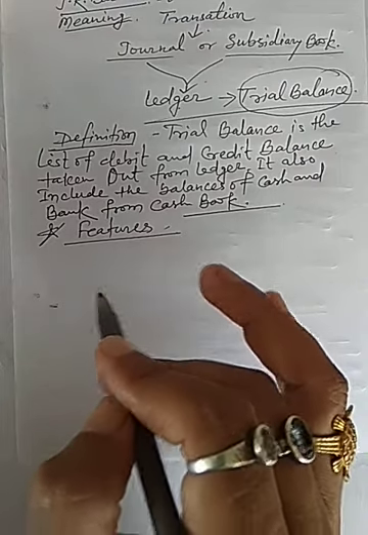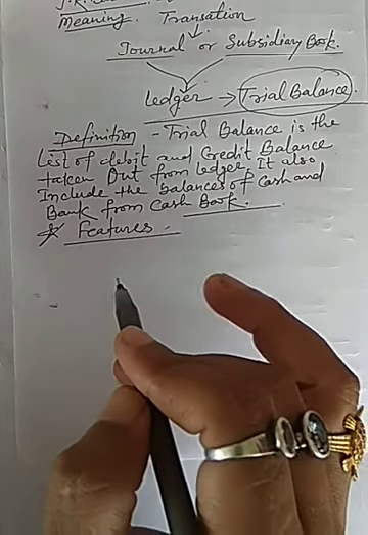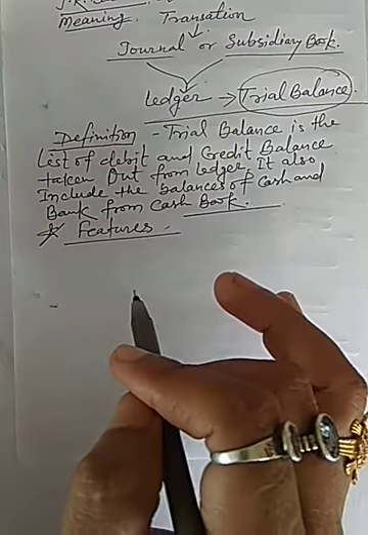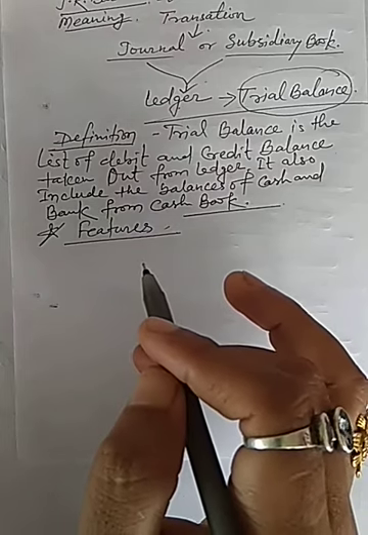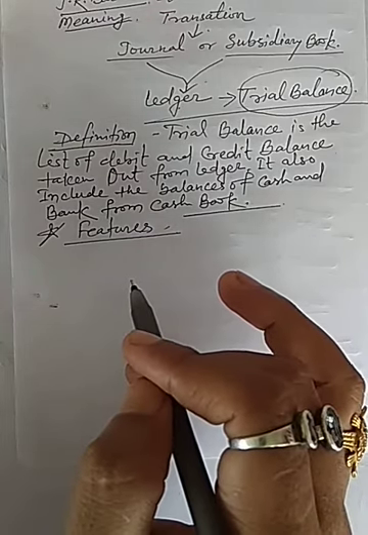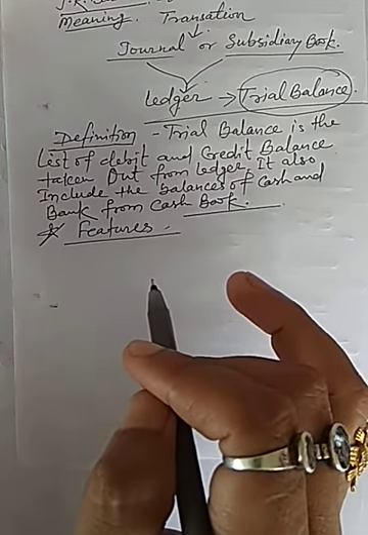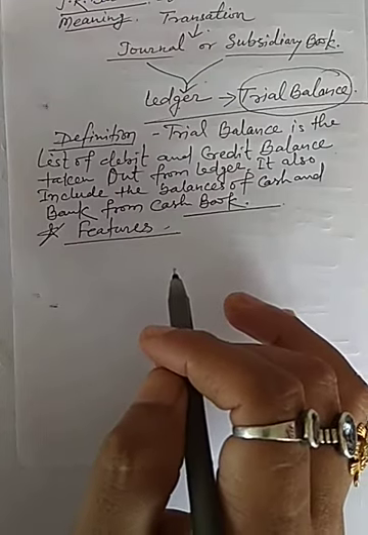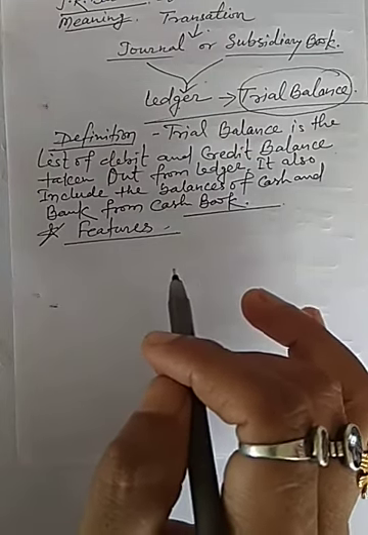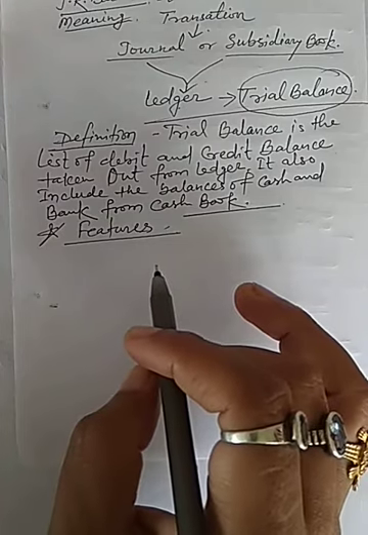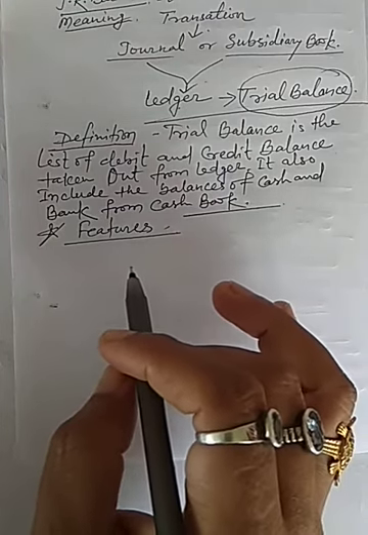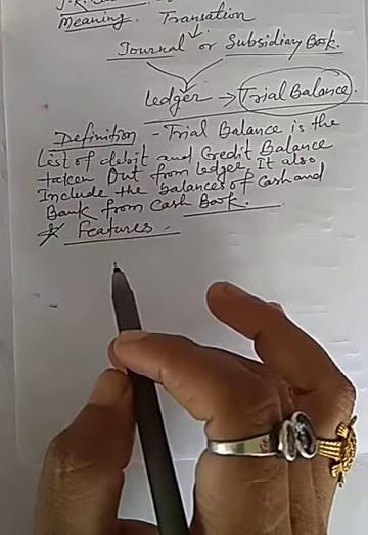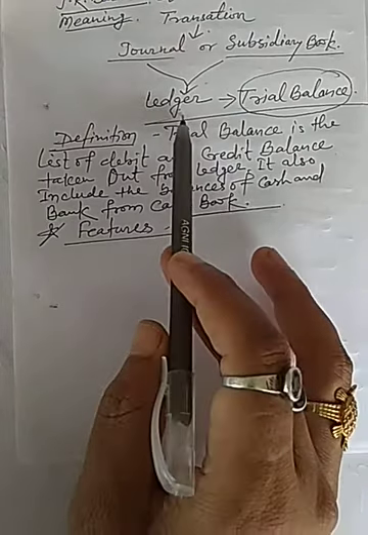It can be prepared at any time during the accounting period, say at the end of every month, every quarter, every half year or every year. Usually, it is prepared at the end of the accounting year before preparing the final accounts. It is always prepared on a particular date and not for a particular period. It is prepared to check the arithmetical accuracy of the ledger accounts.